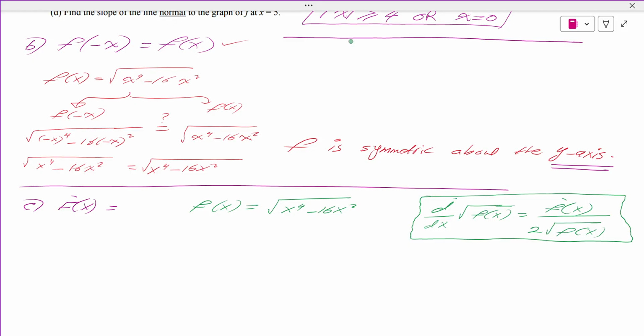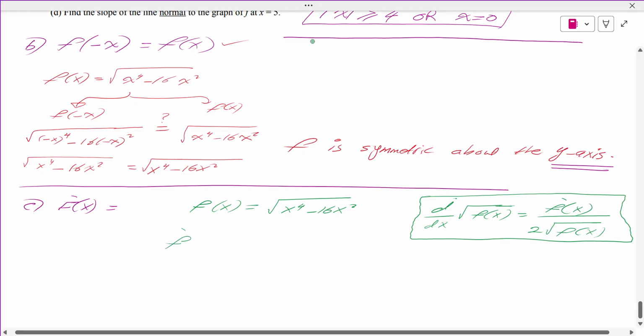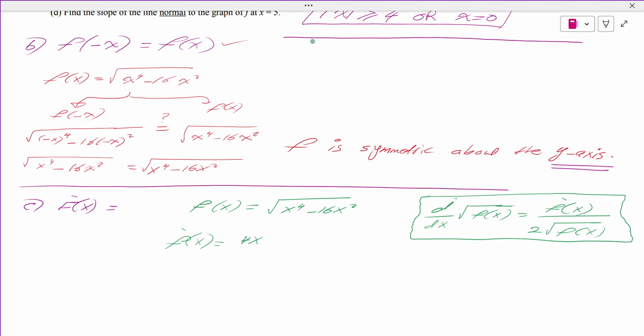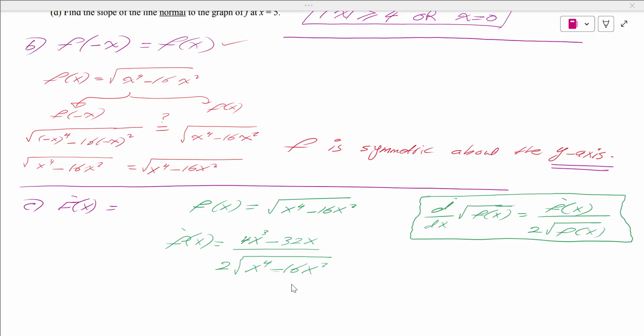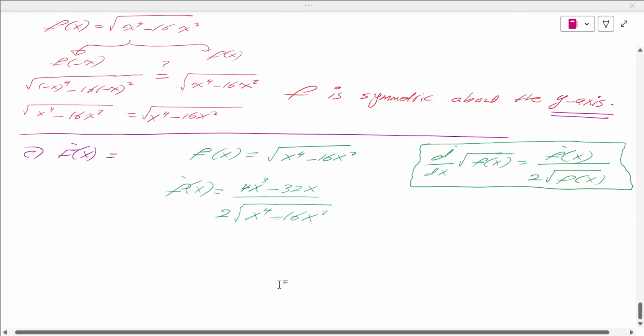So if you apply it here, f prime of x will equal what? Differentiate what you have inside the square root, that is 4x to the power of 3 minus 16 times 2, which is 32x, all over 2 times the root itself, which is the square root of x to the power of 4 minus 16x squared. Okay, so what do you think? What's the next step? Well, the next step is just to simplify this a little bit.